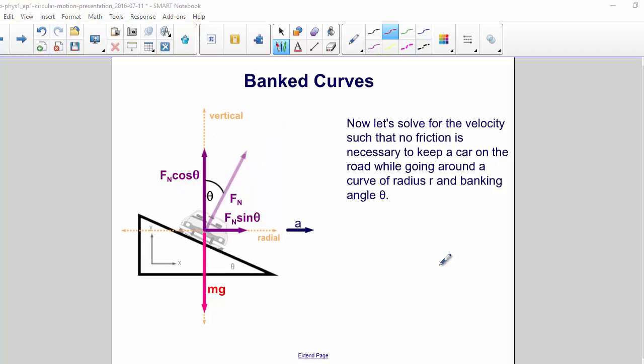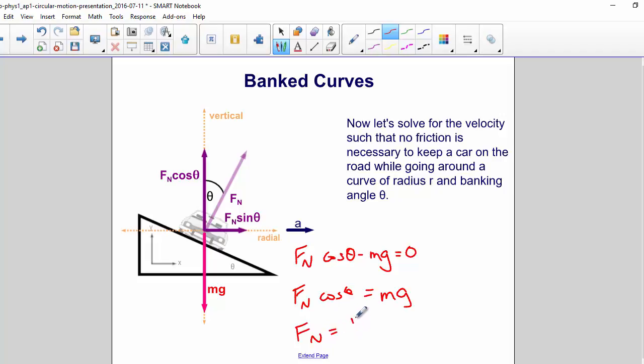Now let's solve for the velocity such that no friction is necessary to keep the car on the road while going around a curve of radius r and banking angle theta. Let's do the vertical direction first. Fn cosine theta minus mg equals 0. So Fn cosine theta is equal to mg. So Fn equals mg divided by cosine theta.